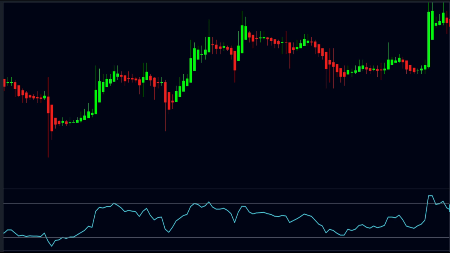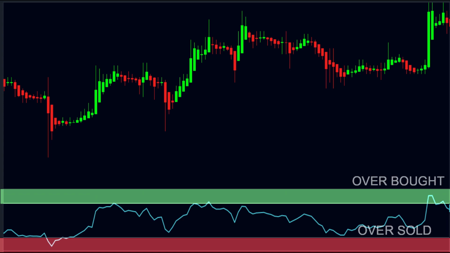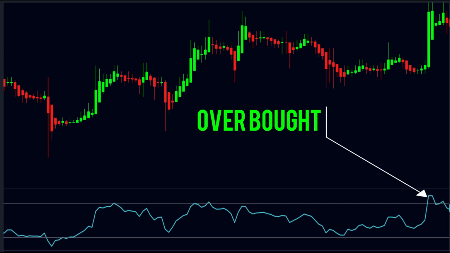With help of RSI we can identify the overbought and oversold region of the stock. If the RSI is above 70, it is said that the stock is overbought, and from here price may go to downward direction. In the same way, if the RSI is below 30, it is said that the stock is oversold, and from here price of the stock may go up.